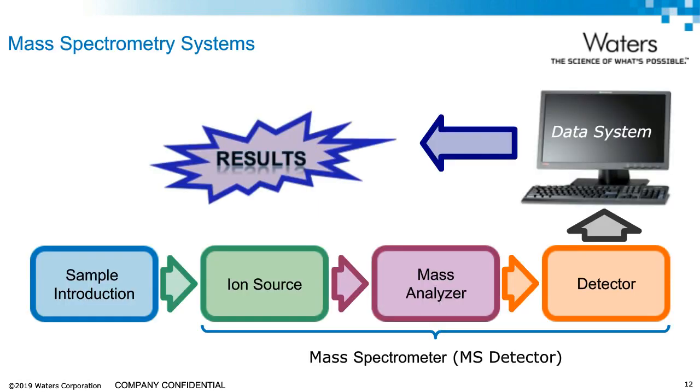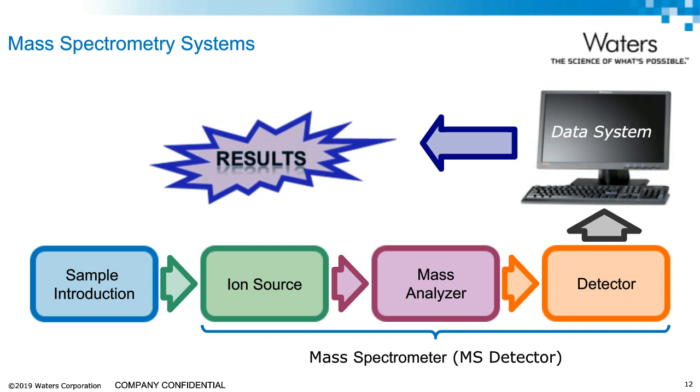Mass spectrometry systems can be broken into several parts. First, a sample introduction mechanism. Second, the mass spectrometer itself. And third, the data system, which acquires the data from the mass spec, processes it, and generates results.